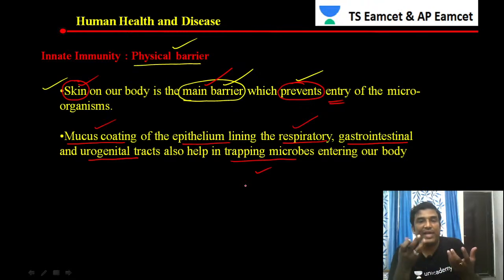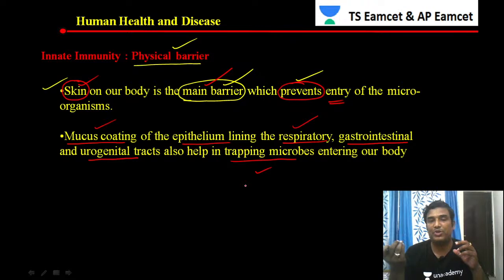Actually, on the skin we have several lakhs of microbes present. Microbes means bacteria. Several lakhs of bacteria are present on our skin, but they are called normal flora. They don't cause any disease to human beings. Out of those bacteria, very few cause a disease in human beings, and those bacteria which cause disease are opportunistic bacteria. Anyhow, skin protects the body by preventing the entry of microorganisms.